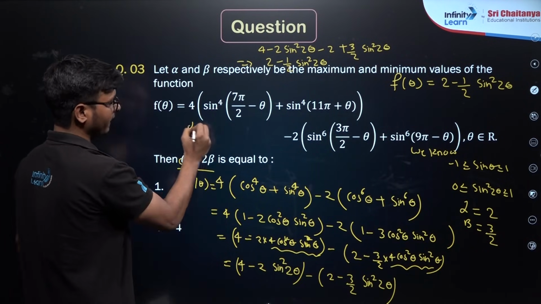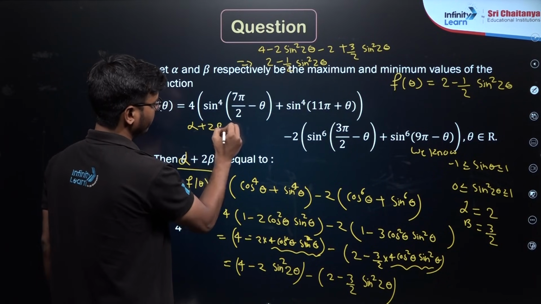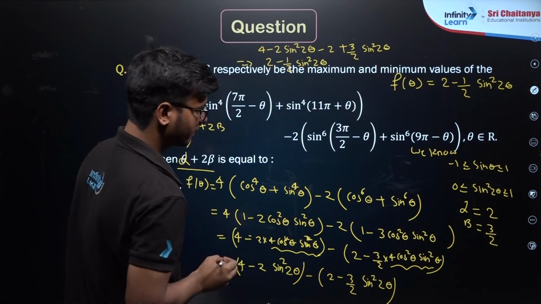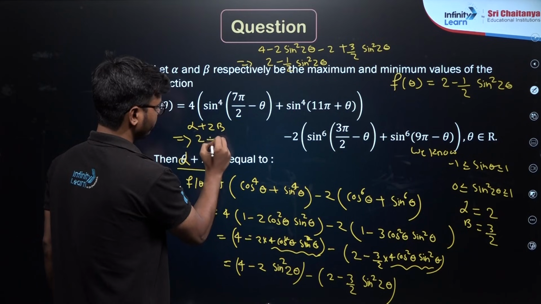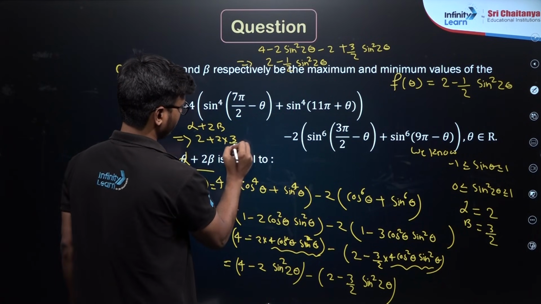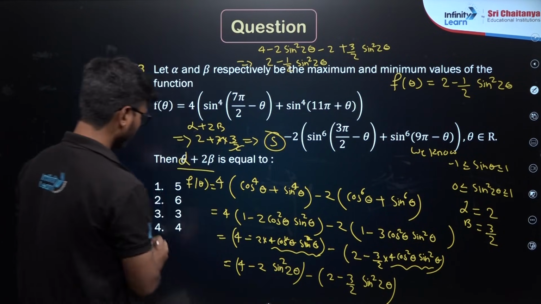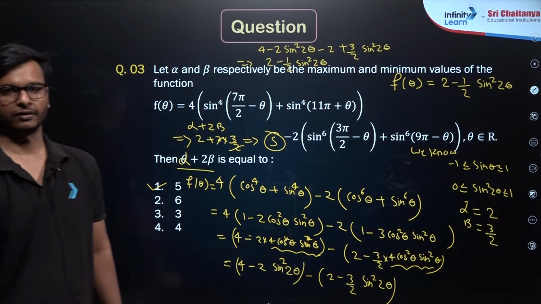So now let's find the value of alpha plus 2 beta. So alpha plus 2 beta is going to be, the value of alpha is nothing but 2, plus 2 multiplied by the value of beta, which is 3 by 2. 2 and 2 get cancelled, 2 plus 3 is 5, which is our solution. So A will be the correct answer.